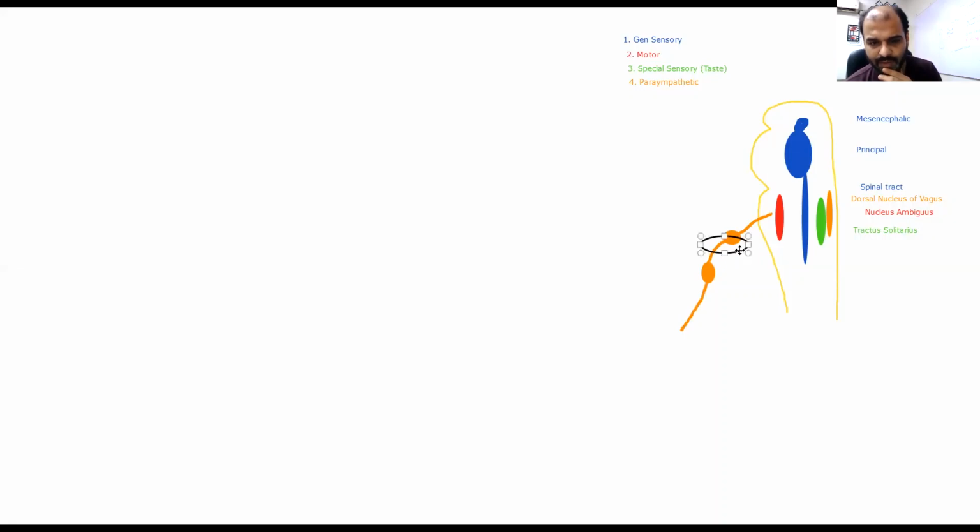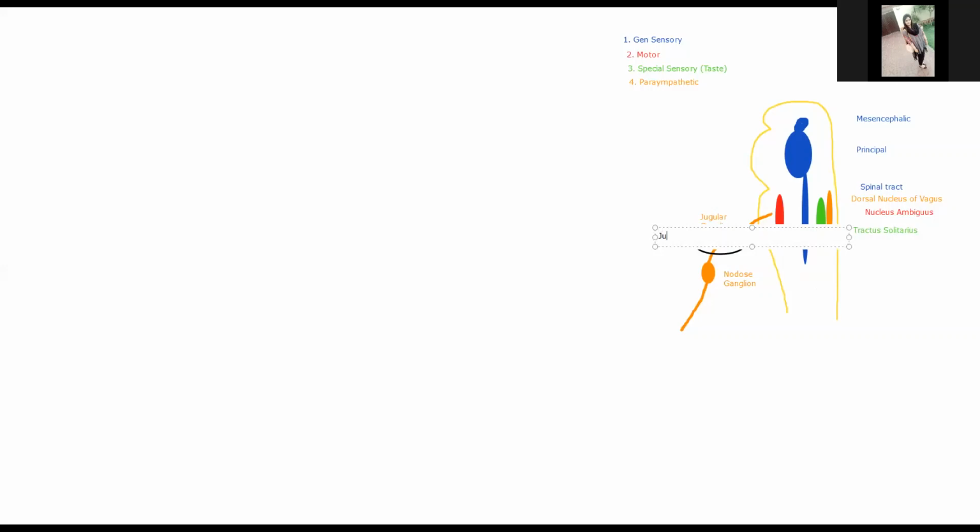Here, somewhere here, we have the jugular foramen. So, what is the name? The upper one is jugular ganglion, and the lower one is nodose ganglion. And what is the name of this opening? Please tell me. Jugular foramen. Now at least you remember a few things. I hope many.